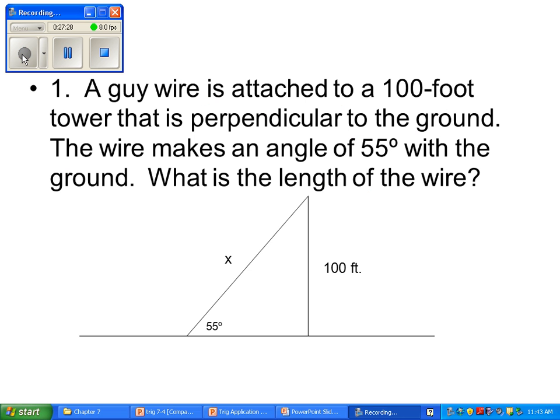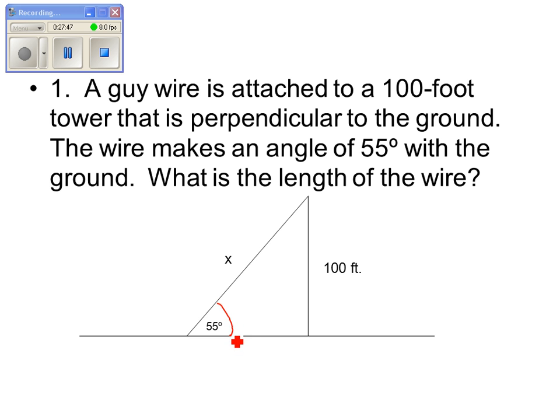All right, on this problem, a guy wire is attached to a 100-foot tower that is perpendicular to the ground. The wire makes an angle 55 degrees with the ground. What's the length of the wire? Well, we're dealing with this angle, so we're going to label this, that's the opposite. It's our right angle, that's the hypotenuse. This is the adjacent. We really don't care about the adjacent this time.